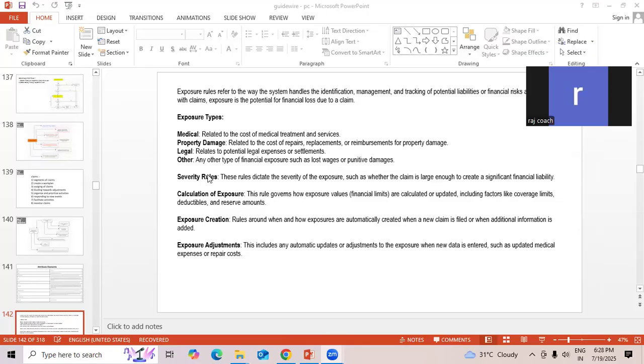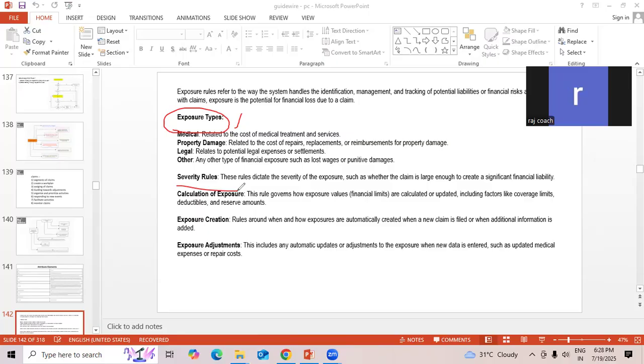Right. So, in the previous session, we discussed exposure types like medical, property damage, legal, other, all that. There are other rules also, especially when we are working on the different exposure types. The first one is about the severity rules. These are the rules that majorly dictate the severity of the exposure. For example, if there is any claim which is large enough to create significant financial liability, the severity rules are used for that.